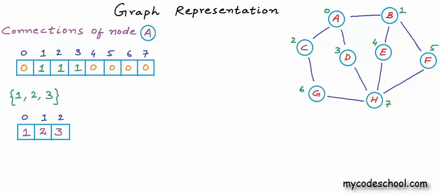And this array, as you can see, is a different arrangement from our previous array. In our earlier arrangement, index was representing index of a node in the graph, and value was representing whether there was a connection to that node or not. Here, index does not represent anything, and the values are the actual indices of the nodes to which we are connected.